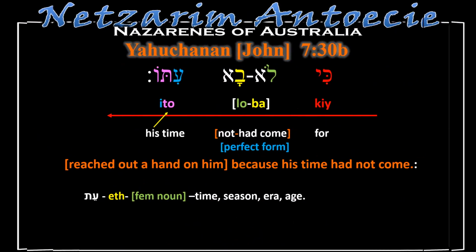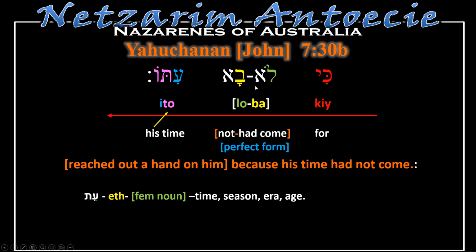And so we come to part B, which is a kaf, yod, lamed, aleph, veyet, aleph, ayin, tav, vav. Ki, for, lo, not, va, and you could say had come or it came. Ito, his time. So it's a perfect form, so not had come, his time. So reached out a hand on him because his time had not come. And I've also given you et, which is a feminine noun meaning time, season, era, or age.